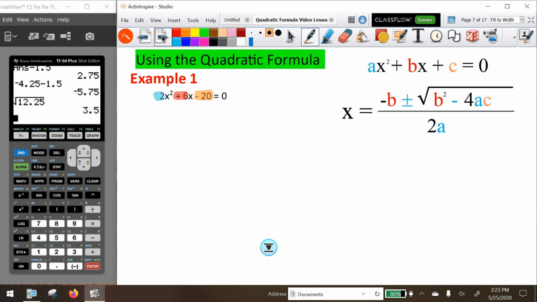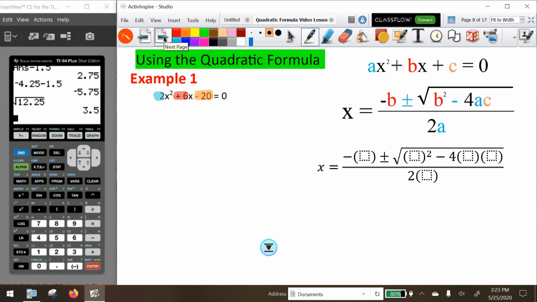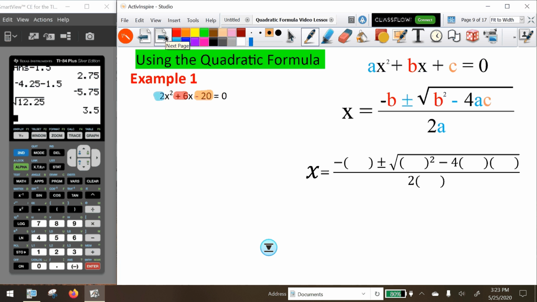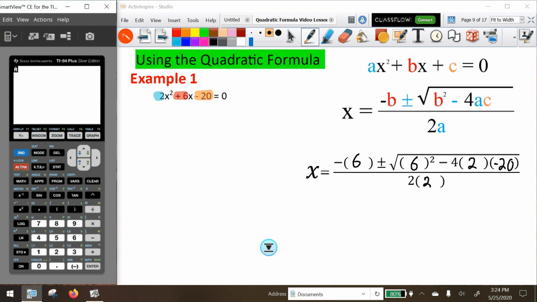I like to rewrite out my formula, but I leave a blank spot and an open parentheses wherever the A, B, and C are. And now I'm just going to write them in there. So the first thing we write is negative whatever B is. B is 6 in this case. I'm going to put a 6 there. Plus or minus the square root of B squared minus 4 times A times C, all divided by 2 times A. All right, this is when I go into my calculator.